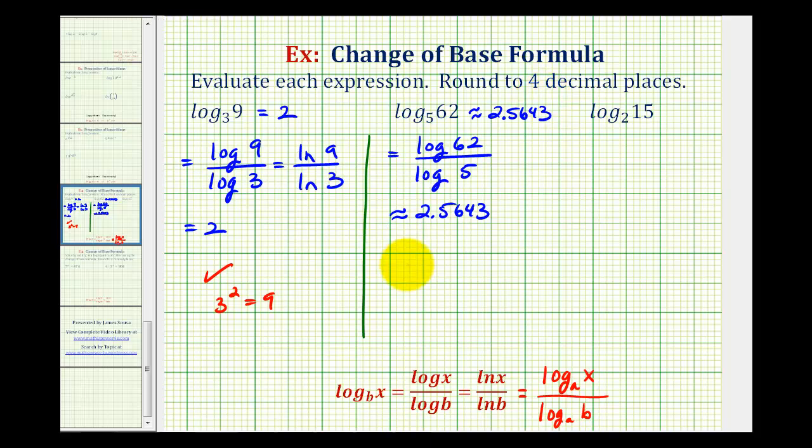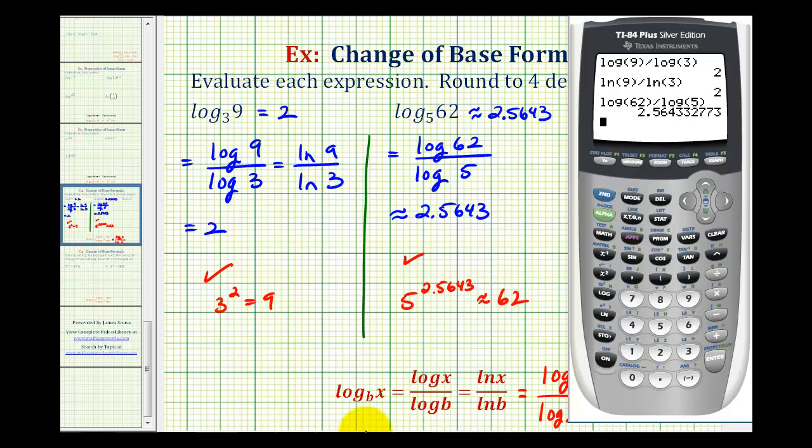Which, if we want to check this, means 5 raised to the power of 2.5643 should be approximately 62. Let's go ahead and check that. So we're going to take 5 and raise it to our rounded power, so we'll be off a little bit, 2.5643. And we did round down, that's why the value is just a little bit under 62.